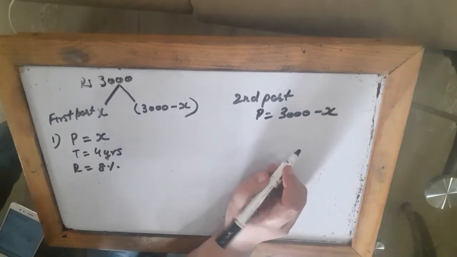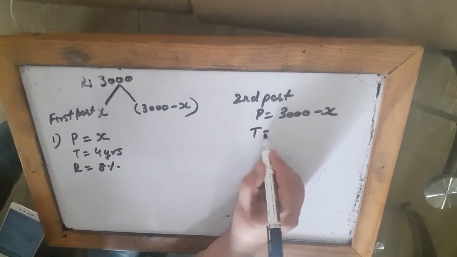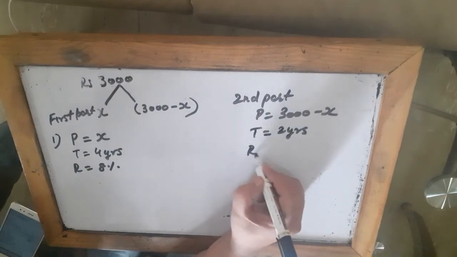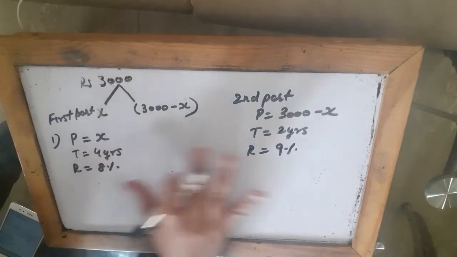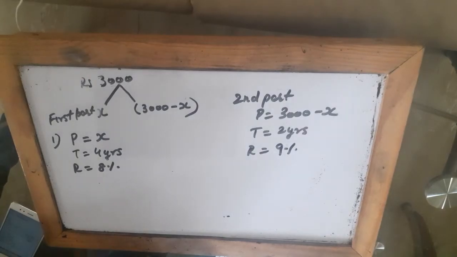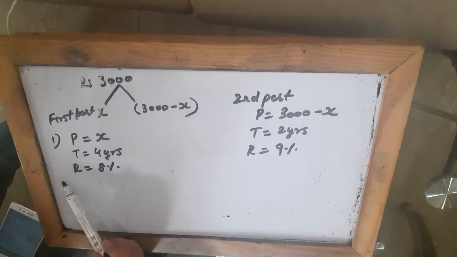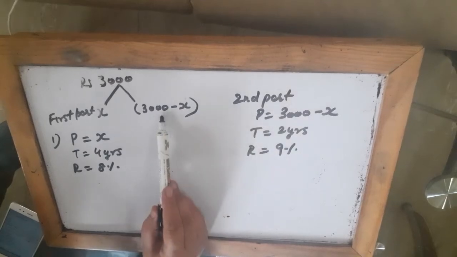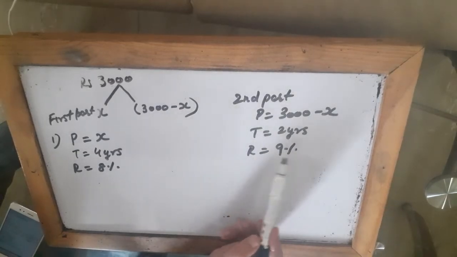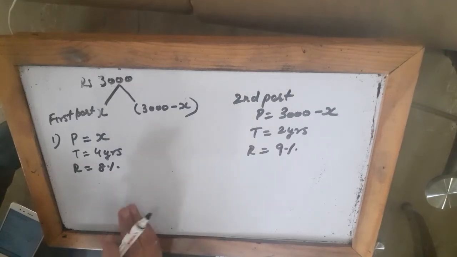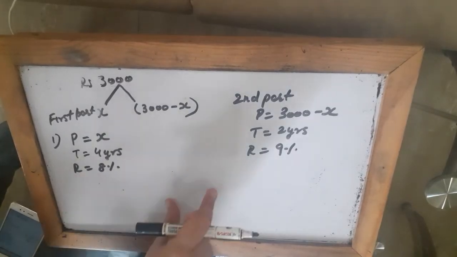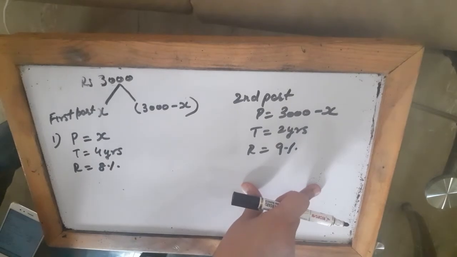The principal is this. For 2 years, time is 2 years and rate is 9%, and they are saying both are equal. The interest on them is equal. Okay, so to find the principal I have taken x, time is 4 years and rate of interest is 8%, and here the second part is 3000 minus x, time is this, and the rate is 9%, and they are saying the simple interest of this is equal to the simple interest of this.